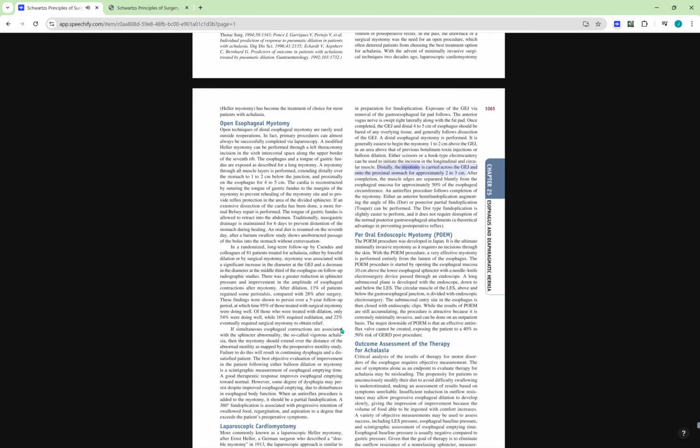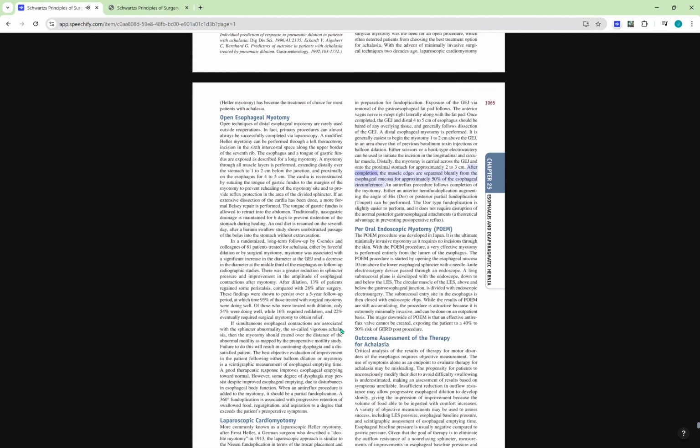Distally, the myotomy is carried across the GEJ and onto the proximal stomach for approximately 2 to 3 centimeters. After completion, the muscle edges are separated bluntly from the esophageal mucosa for approximately 50% of the esophageal circumference.